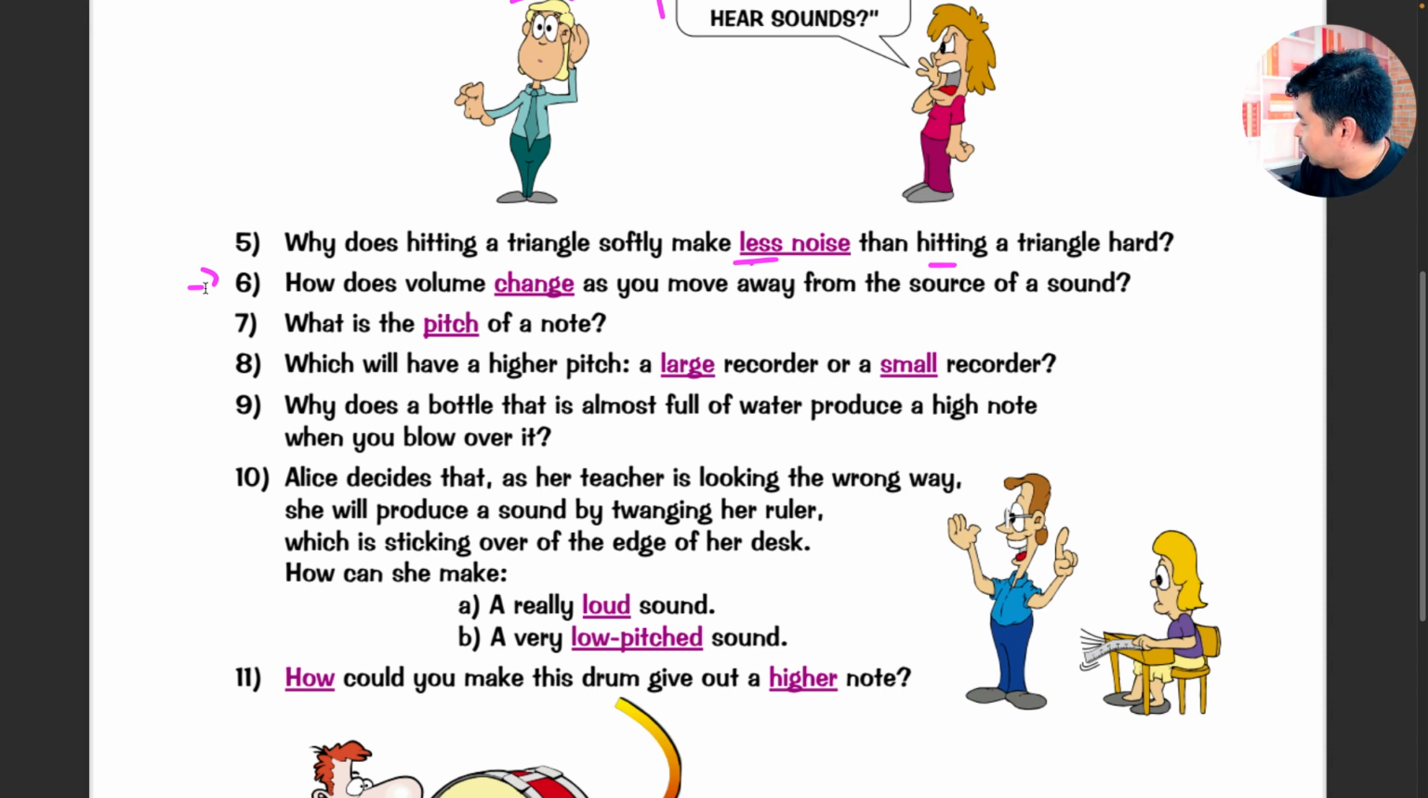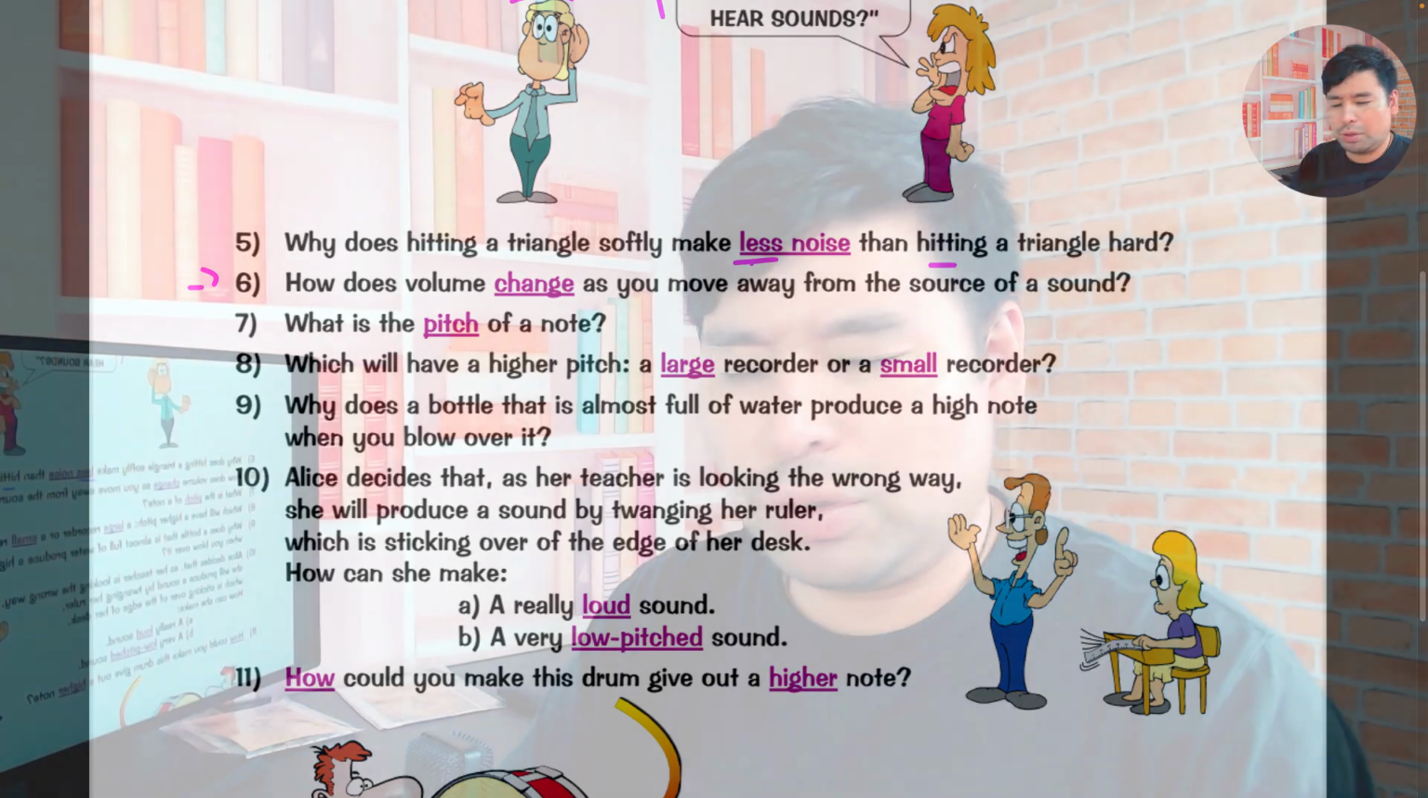What is the pitch of a note? Again, what is the pitch of a note? So do you know? Again, this is something really important here, yeah? Do you remember the meaning of pitch? What is pitch exactly? And when we are talking about sound, what is the meaning of that?